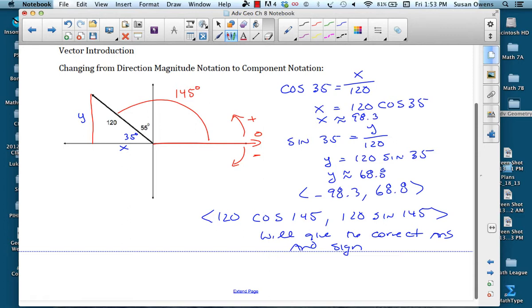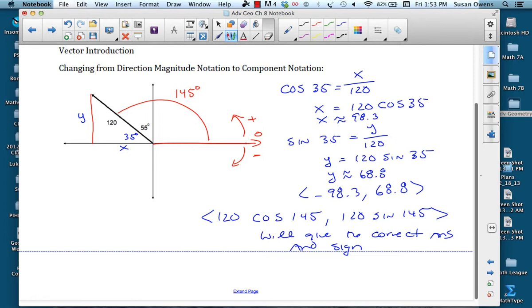You could also use the negative angle. The negative angle would be 180 plus 35, so it would be 215. If you did negative 215, you'd also get the right answer. Okay, questions on that?